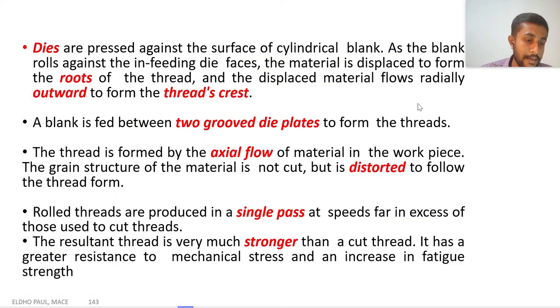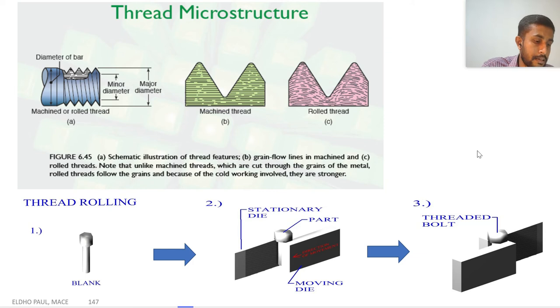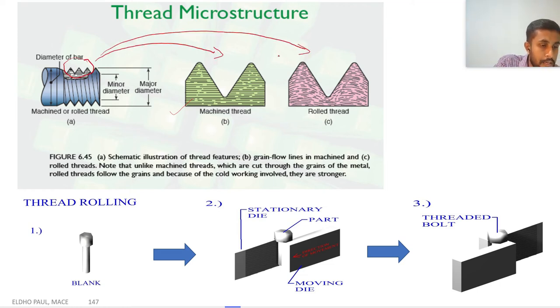We can see the grain flow pattern of the threaded and machined product. Here we can see this is the grain flow pattern. So we take a small portion from this thread area in the case of the machined thread and the rolled thread. Here we can see this is the grain flow in the machined part. In this region, the grains are actually cut. This type of grain flow pattern may cause stress concentration in the material, and this reduces the strength of the material and leads to failure of the material, this type of cut grain flow.